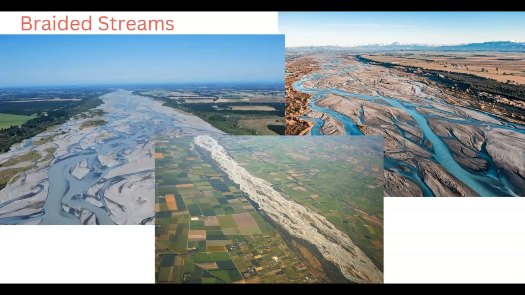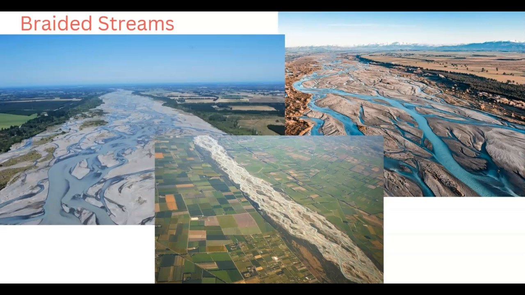Let's look at braided streams. These are streams consisting of multiple small shallow channels or distributaries. So you can see here all the little channels, and in here and in here. They divide and recombine numerous times to form a pattern that resembles a braid. Braided streams form when a river carrying a heavy load loses energy.